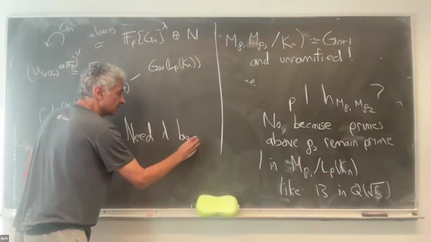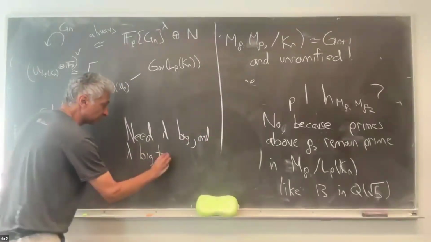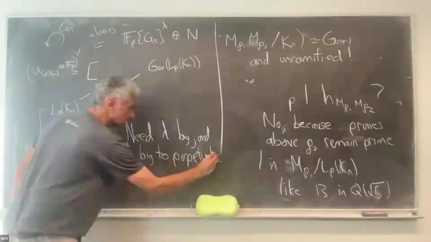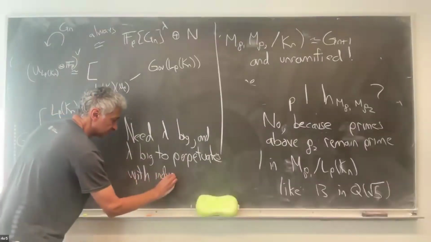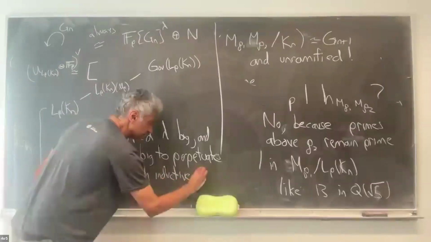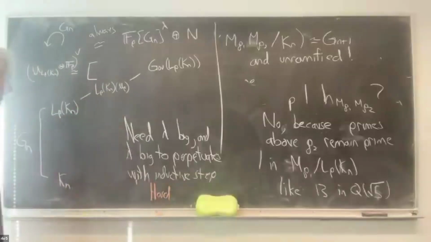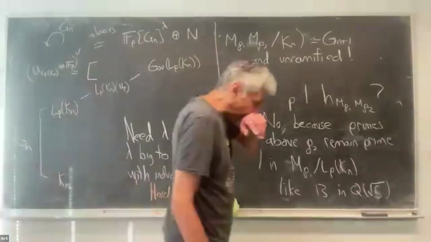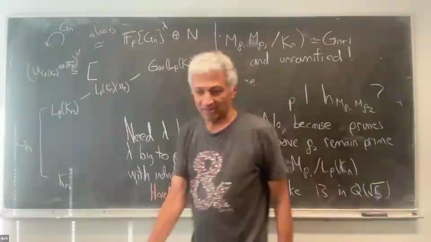Big, and lambda big, to perpetuate with the inductive step. And that's quite hard, the inductive step. That is what I earlier referred to as hard. There's something you have to do down here, but that part isn't so hard. But doing them both simultaneously requires a little bit of care. Anyways, maybe this is a good place to stop and I can take some questions. Thank you.